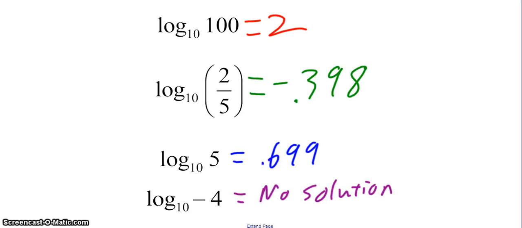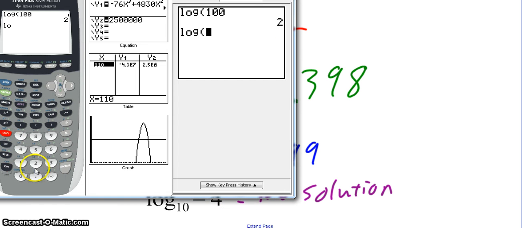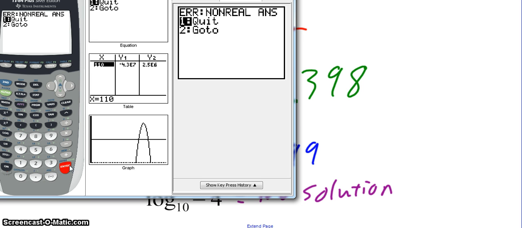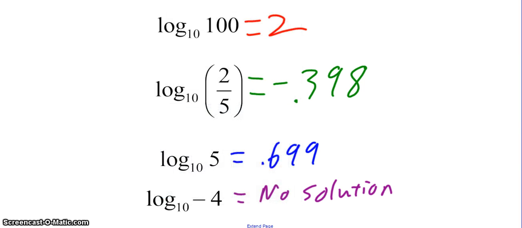Okay, so these are the values you should have gotten. Log base 10 of 2/5 is negative 0.398. Log base 10 of 5: when you first look at it, you think it's going to be a nice number because 10 and 5 have relationships, but 10 to the what power equals 5? It's not a nice number. It's an irrational number. It's going to be 0.699. And then log base 10 of negative 4. If you type that into your calculator, you get a non-real answer. And that's because this is outside of the domain of the log function. Remember, our domain was 0 to infinity.